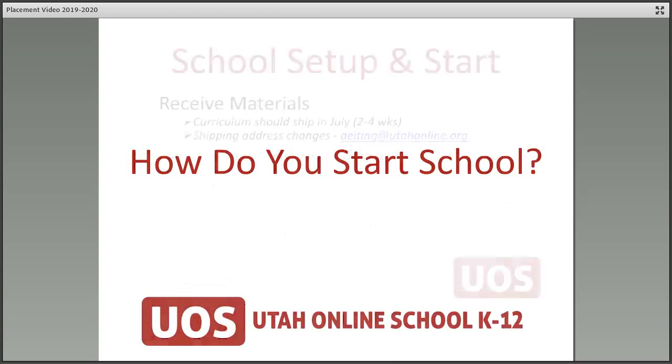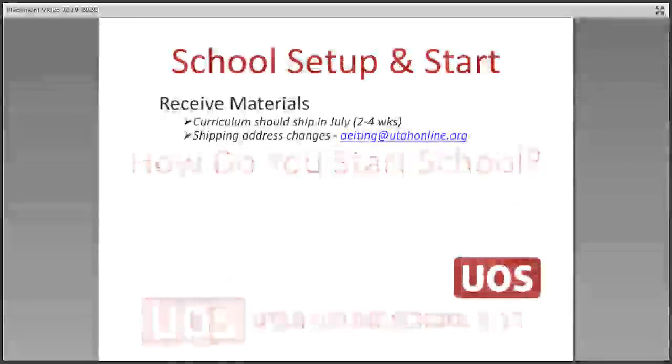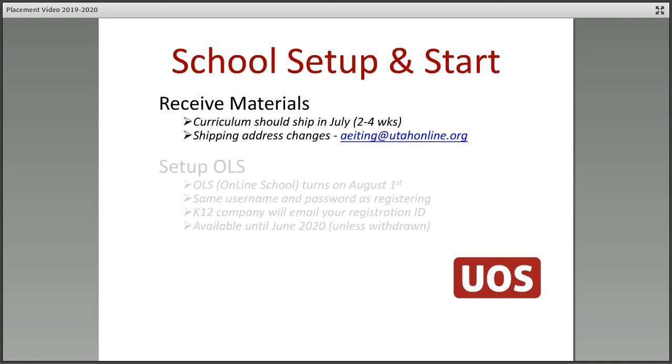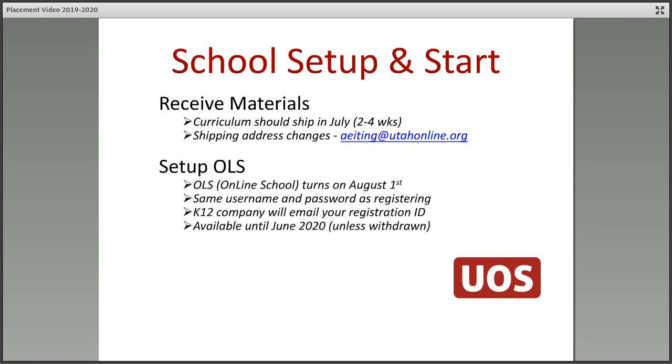You might be wondering, how do I start school once I have finished my enrollment? Here are some steps to getting your school set up and started. Your curriculum will ship in July. It usually takes about 2 to 4 weeks. If by chance your shipping address changes before July, please contact our administrator, Annette Eiding, at aeiding@utahonline.org.